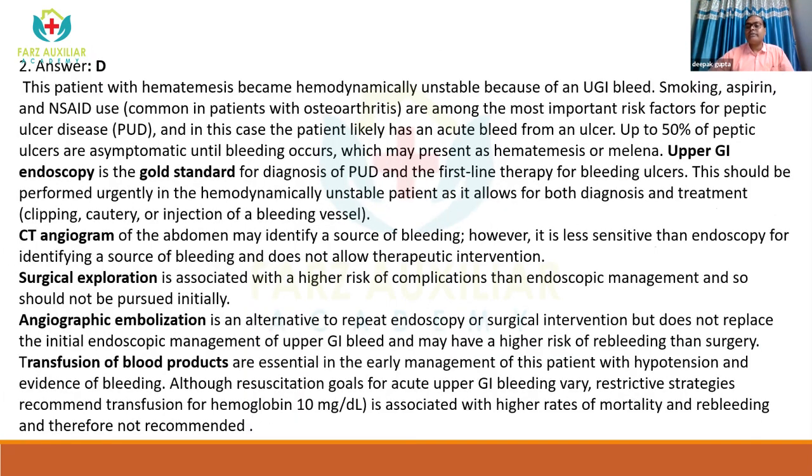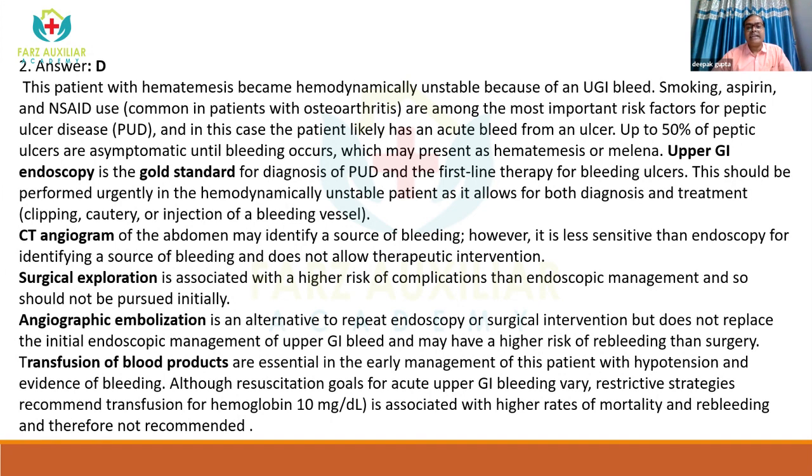So with this BP, how can we perform the endoscopy? But in a hemodynamically unstable patient also, we have to perform an endoscopy to ligate varices or whatever can be done. If the bleeding stops, the patient will stabilize. Till that, nothing will happen. Ruling out quickly all other options. The CT angiogram may identify the source of bleeding. However, it is less sensitive. Surgical exploration has higher risk of complications than endoscopy and should not be pursued initially. If the endoscopy fails, we go for surgical.